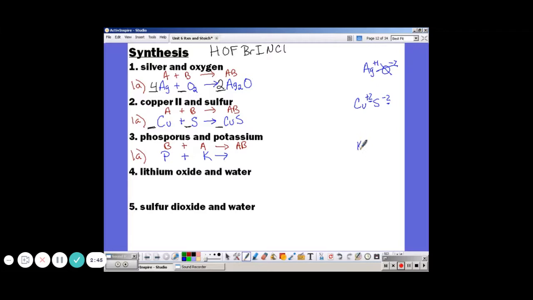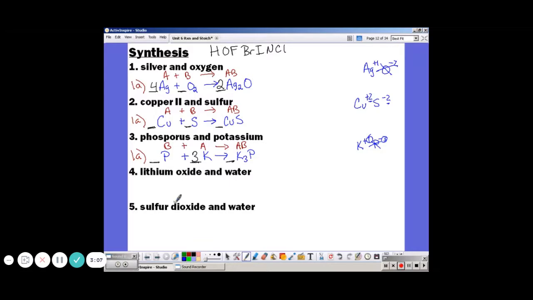Potassium is +1. Phosphorus is -3. We would cross our charges, K3P. So to balance it, 1P, 1P, 3 Ks, 1 K, so we would multiply by 3.